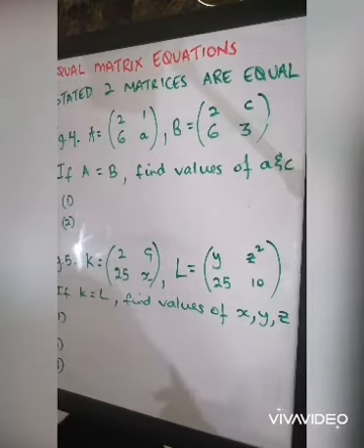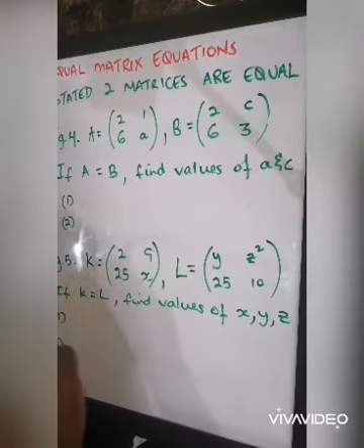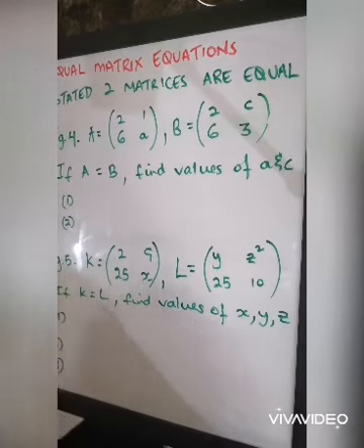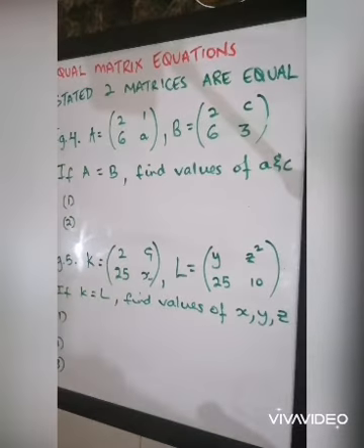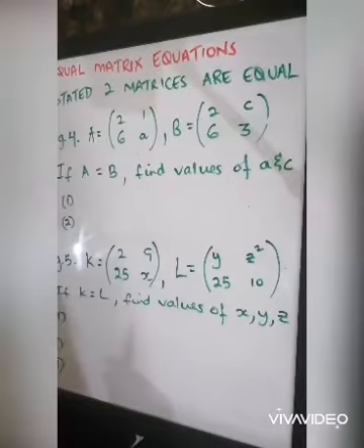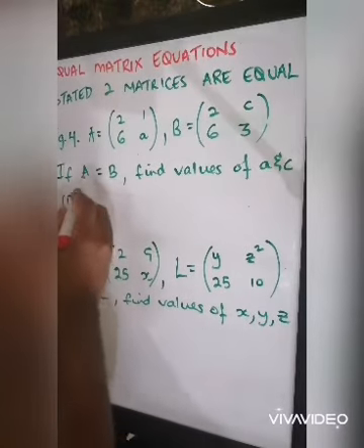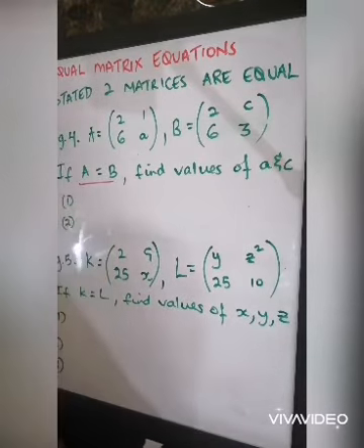We have the matrices A, which is the matrix 2, 1, 6, A, and B, which is the matrix 2, C, 6, 3. And we are asked, if A is equal to B, find the values of A and C. We know that they are equal because we are told that they are equal. This was the rule set.